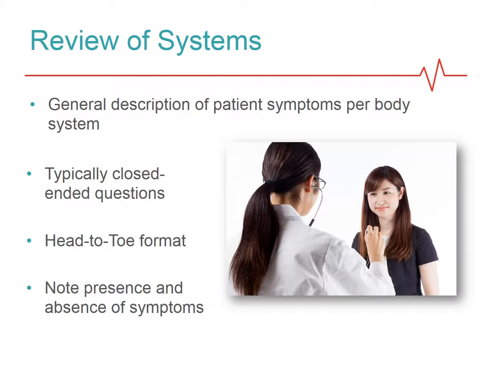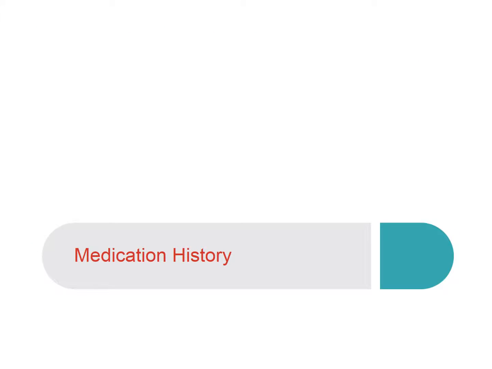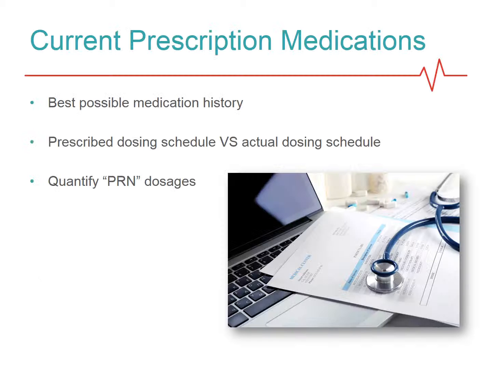The review of systems is a general description of patient symptoms, usually done in a head-to-toe format. The purpose is to identify any potential symptoms, conditions, or disease states not yet revealed by the patient during their chief complaint, history of present illness, or past medical history. Many of you are quite familiar with gathering a medication history, so I will just briefly go over the important components. Current prescription medications can be obtained by performing a best possible medication history, including prescribed dosing versus actual dosing schedule. You should also try to quantify the amount of PRN dosages a patient may be taking.